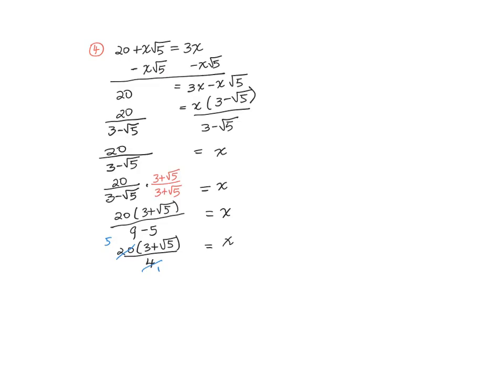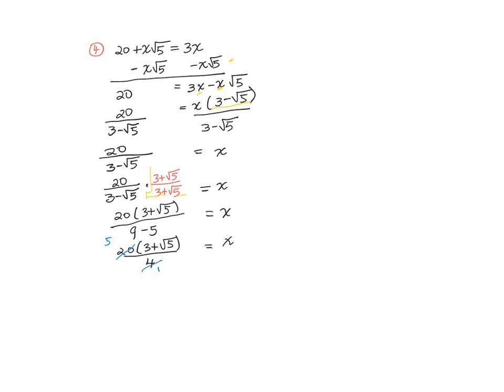Okay, I've written out the solution for you. The first step is to subtract each side by x root 5 so we could bring the x over to the right side. Then we factor out the x in this side to isolate it. We divide each side by the coefficient of x, which is 3 minus root 5. And we rationalize the binomial denominator by multiplying by the conjugate.